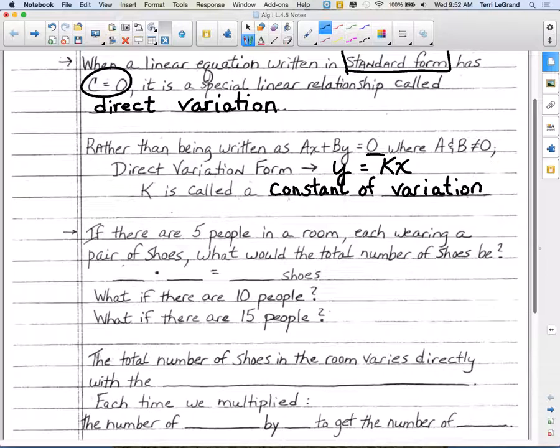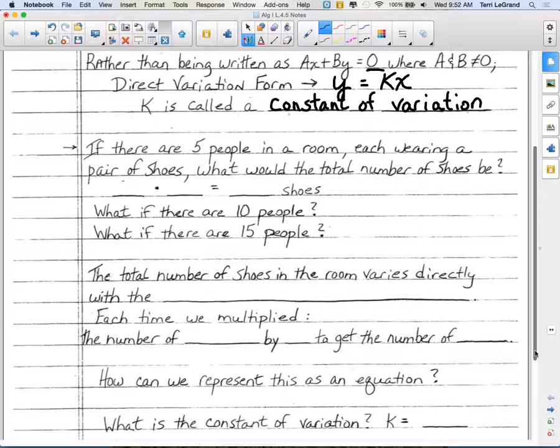Okay, so let's explore a situation that represents direct variation. If there are 5 people in a room, each wearing a pair of shoes, what would the total number of shoes be? Okay, 5 people in a room, everybody's got a pair of shoes on. What would the total number of shoes be? 10. And what did you do to get that? You just multiply. You take 5, the number of people, times each of them should be wearing 2 shoes, a pair of shoes, and you get, altogether there would be 10 shoes in the room.